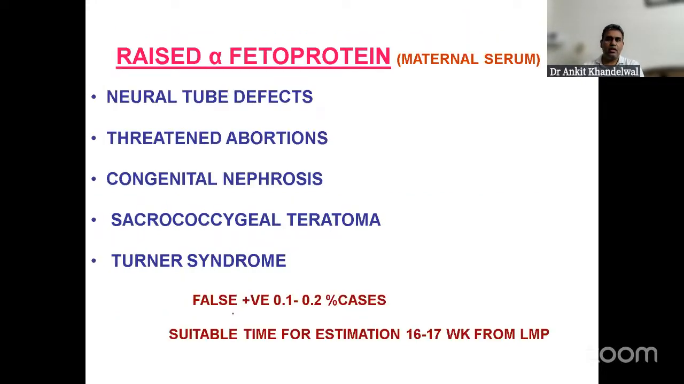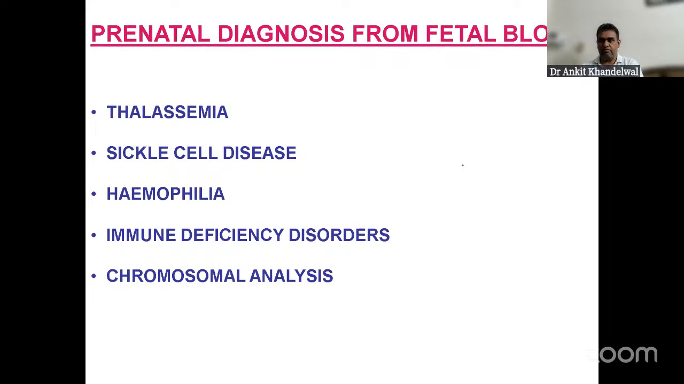That's a good thing. Raised AFP from maternal blood, alpha fetoprotein is what is seen, and if it is raised, it can be an indication of any of these disorders. Understand this: a raised alpha fetoprotein level in the mother could be an indication of all these disorders. Now, from fetal blood, having a good risk of abortion, you can detect many diseases, from thalassemia, sickle cell, again very problematic thalassemia, children come again and again for blood change and all. Sickle cell disease, hemophilia, immune deficiency, chromosome analysis.